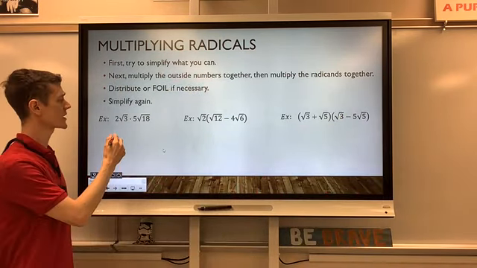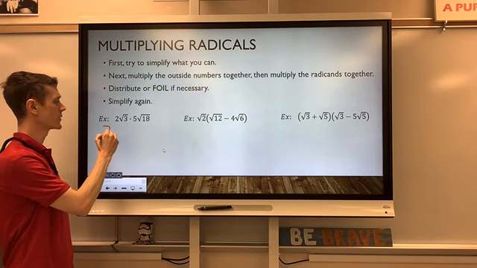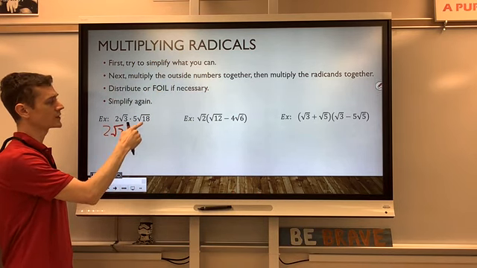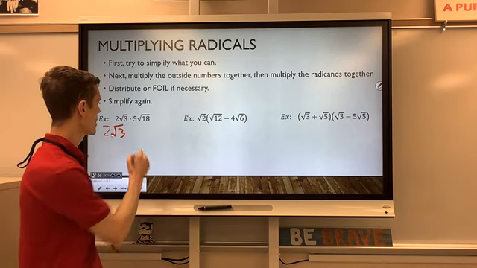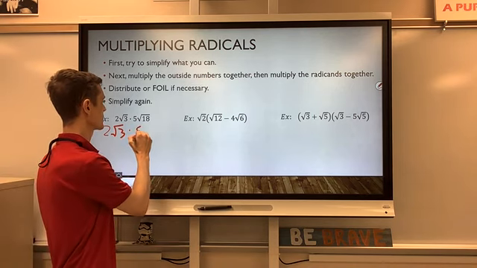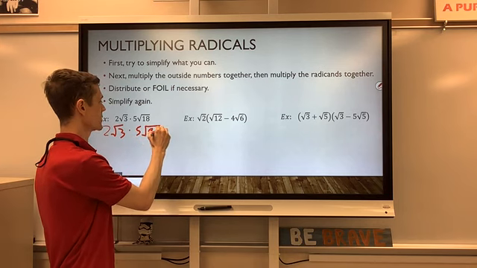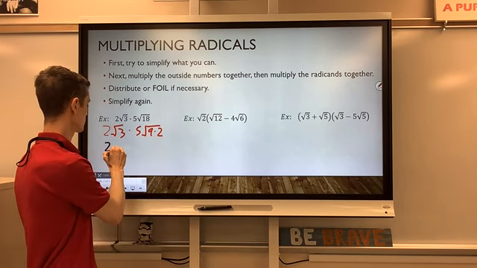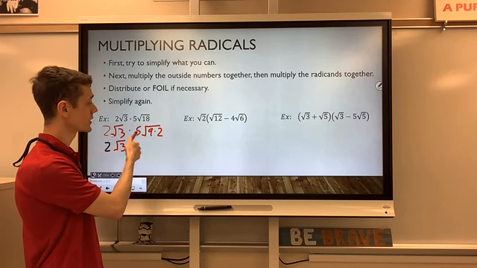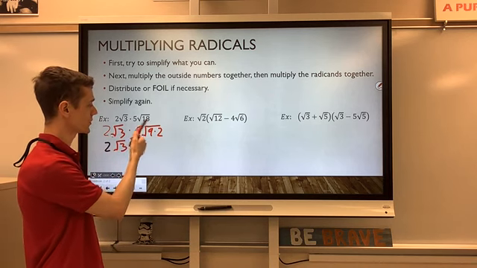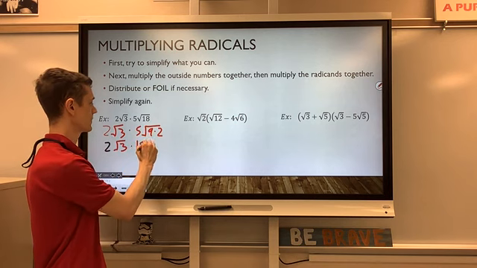So starting with the very first case, I can't simplify the square root of 3 here, but I do recognize that 18 is divisible by 9, which is one of our perfect squares. So I can treat this one as 9 times 2. And the square root of 9 is 3, but I do have a 5 out front. So 3 times 5 is 15.